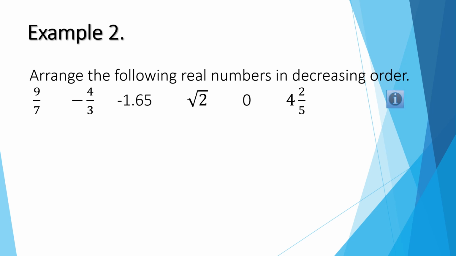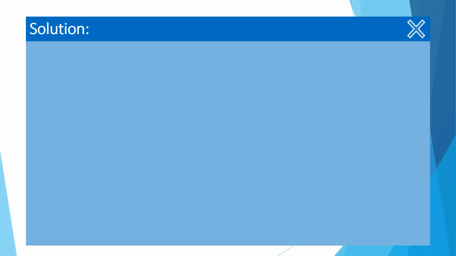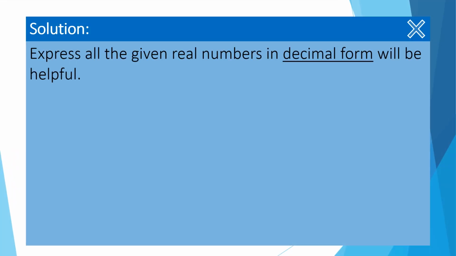Okay, so i-convert natin ang given numbers into decimal form. So let's have our solution. Again, let us convert them into decimal form. So, yung 9 over 7 ay magiging 1.285 and so on. Again, gumamit ng calculator para sure tayo sa sagot. And then, yung given pa rin, isusulat lang natin since nakadecimal siya.